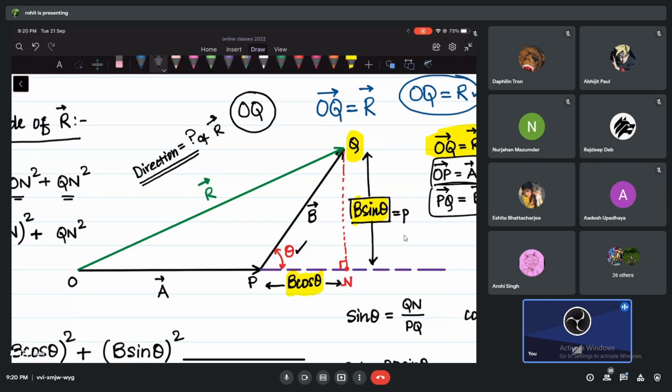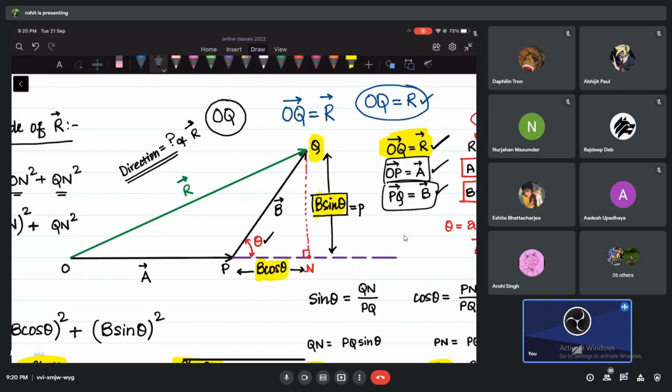How will I talk about the direction of the resultant? There is no x-axis here, there is no y-axis here. So I have to talk about the direction of the resultant, by looking at the direction of a vector, and which vector? B vector. I'm repeating again: there is no x-axis, y-axis, so it becomes difficult to tell you the direction. But look, there's a very nice method.